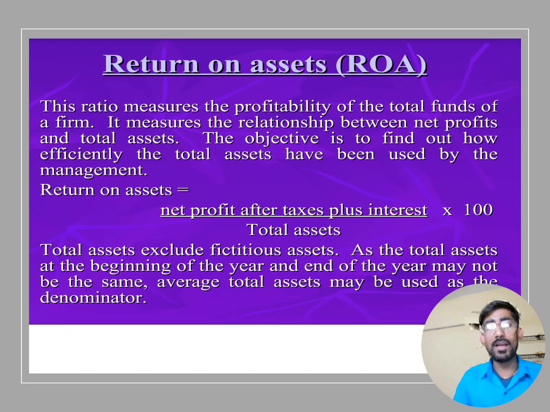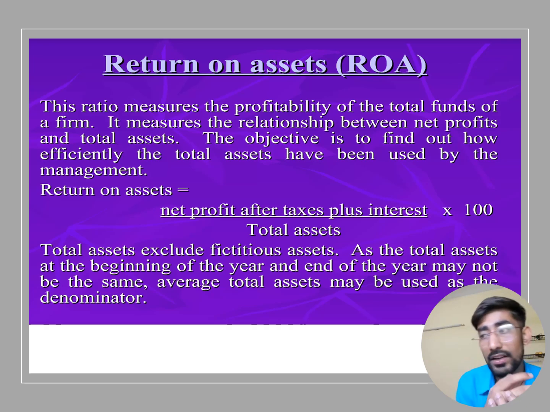Coming up, let us discuss some other ratios like return on asset. This is a very famous term in finance and accounting. So ROA, return on asset. This ratio measures the profitability of the total funds of a firm. It measures the relationship between net profit and total assets. The objective is to find out how efficiently the total assets have been used by the management. That means it simply deals with how efficiently the management is using its total assets to generate profit.